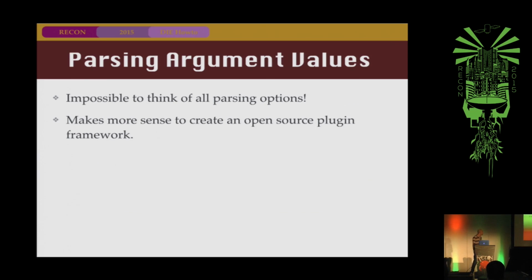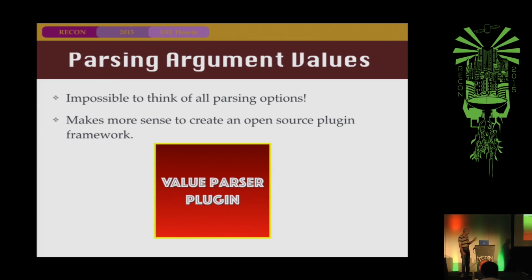So the other thing is, now that I have the raw values, how do I parse them? I mean, I have my own parsers, the ones that I need for my work, but it's impossible to think of all the scenarios. So it really makes more sense to make some kind of plugin framework, where anyone could write his own plugin and just plug it into the framework and start parsing his own values. So this all works something like this.